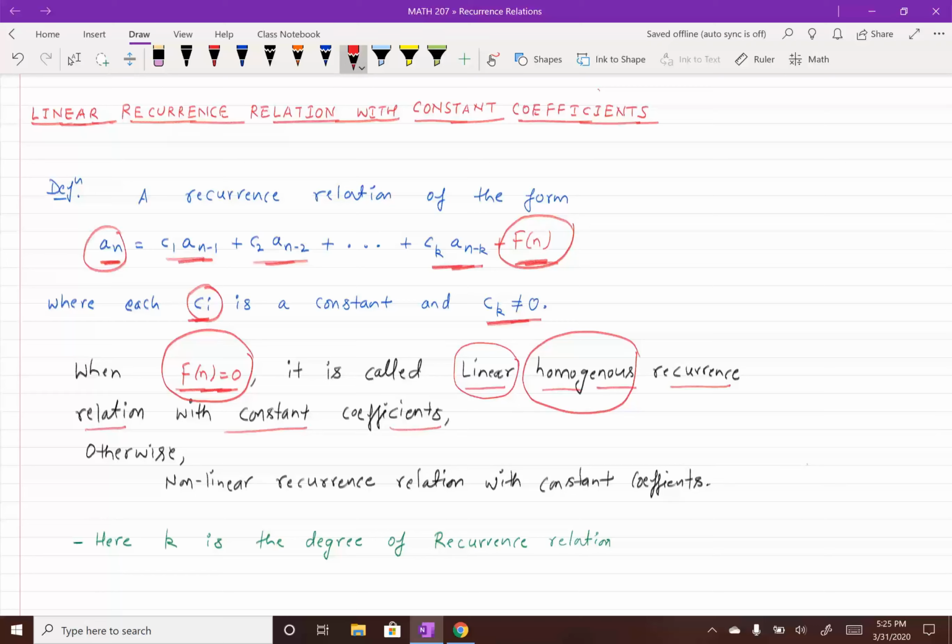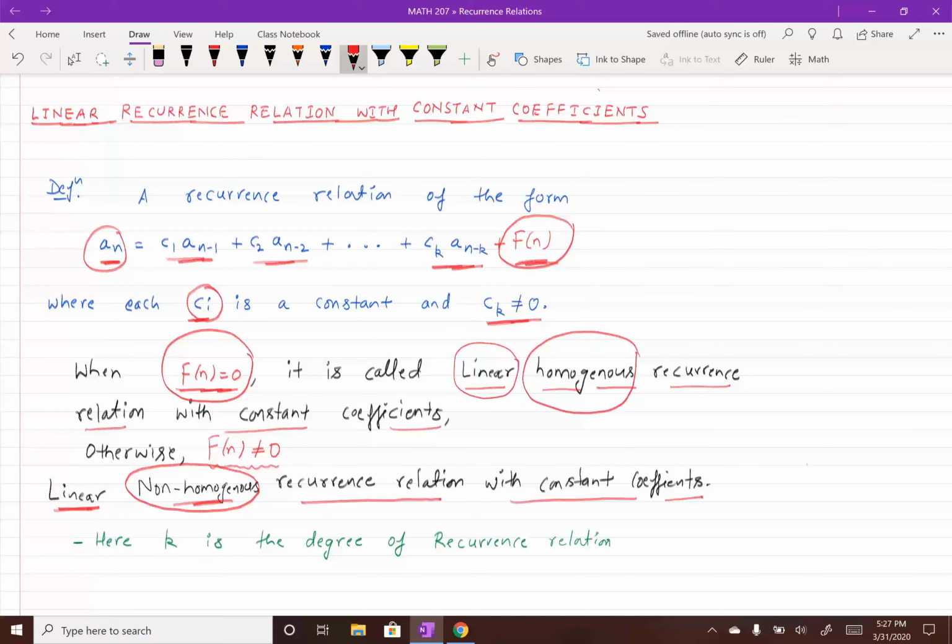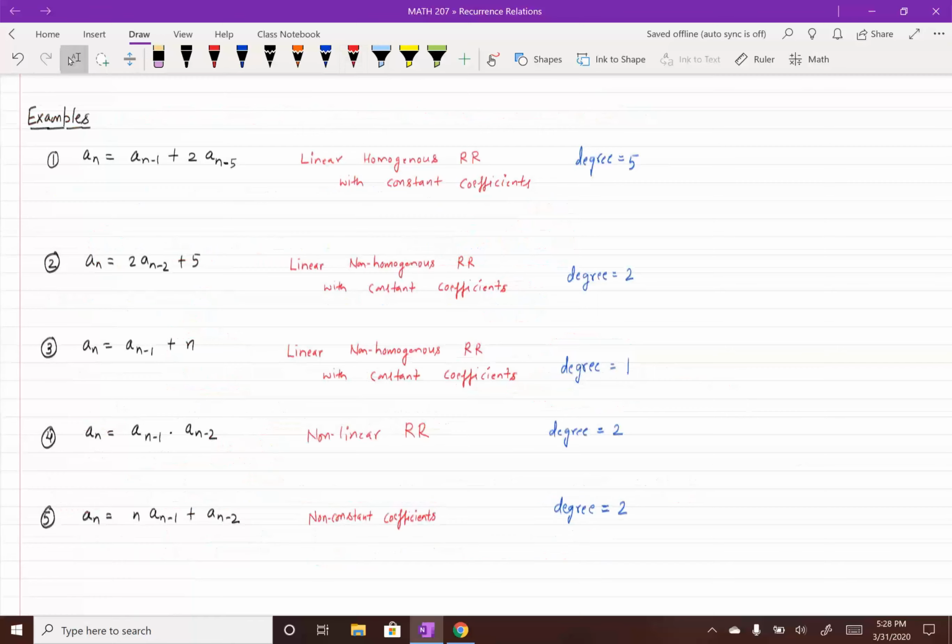In the other case, where f of n is not equal to 0, you can have, for example, a constant term, a function of n squared, and so on, or 2 to the power n. In that case, this becomes a linear non-homogeneous recurrence relation with constant coefficients. Also, when the a of n term is related to a of n minus k, where ck is not equal to 0, then we say k is the degree of this recurrence relation. Let's look at some examples here.